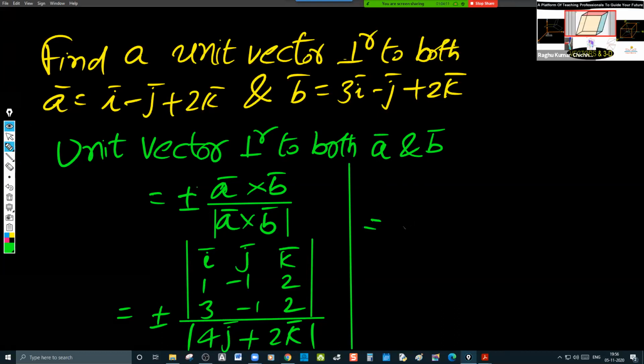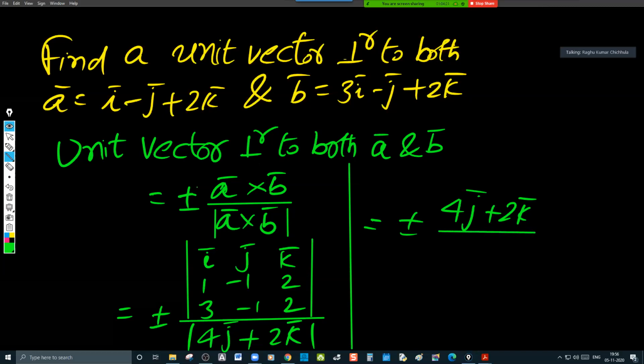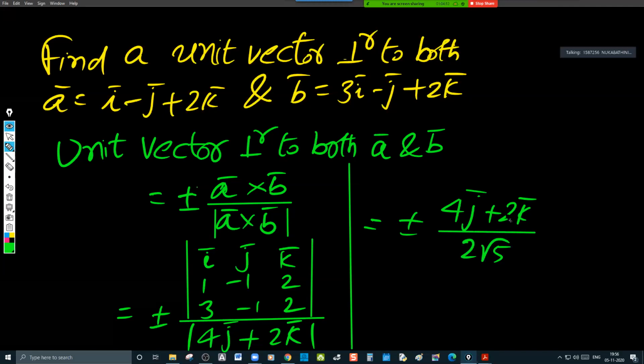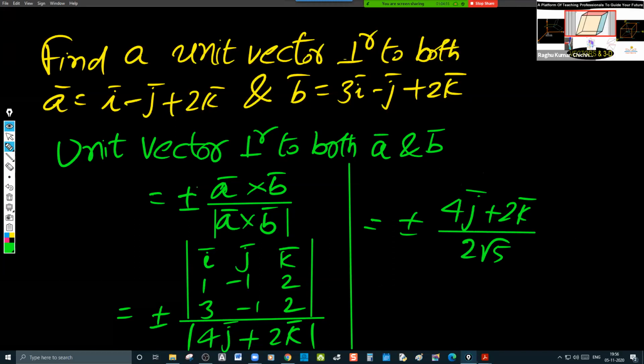So plus or minus, 4j plus 2k, whole divided by root of 4 squared plus 2 squared. How much is that? Root 20. Root 20 is root of 4 into 5, which is 2 root 5. So 4j plus 2k by 2 root 5, plus or minus. Yes, you're right: plus or minus 2j plus k upon root 5.